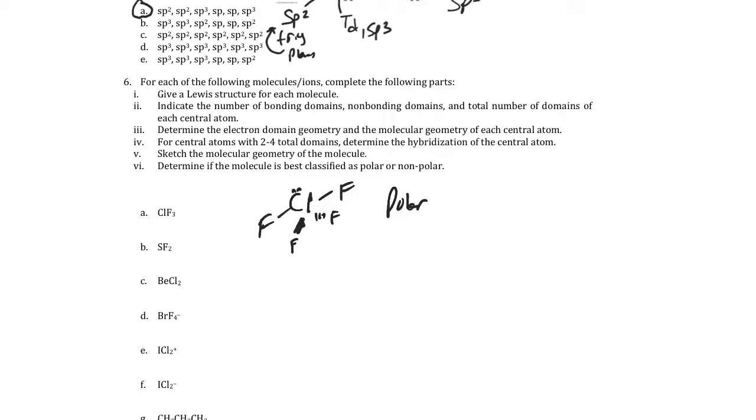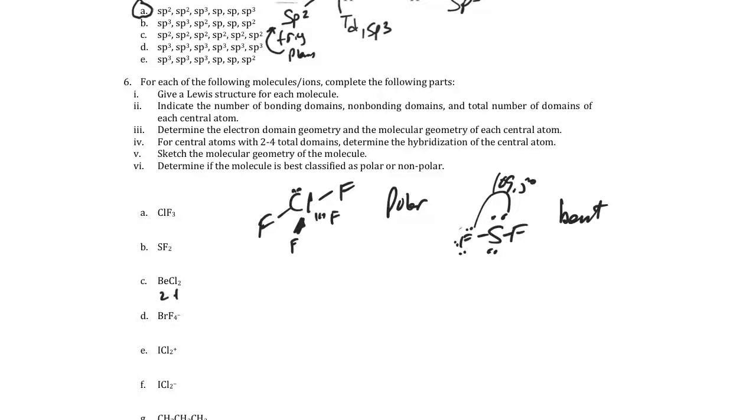And then SF2, 2 lone pairs on the sulfur, single bonds to the fluorines, no minus charges, 0 formal charges around the molecule. And so here we're going to have a bond angle of about 109.5 degrees. The structure is going to be bent.